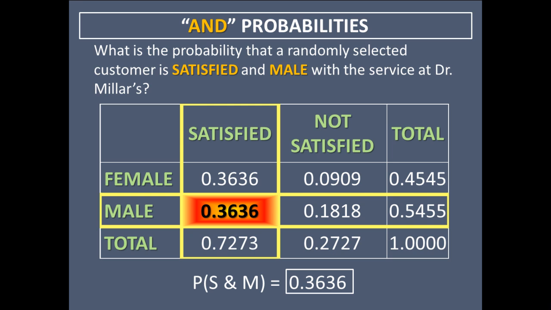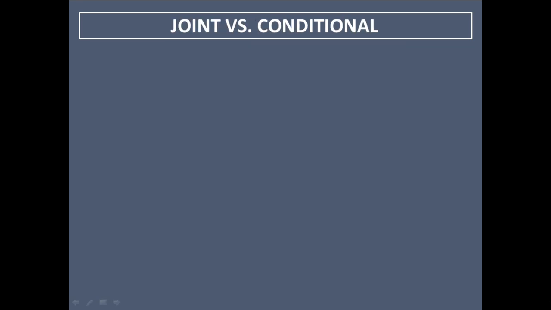If we were to, again, from this table, look at the probability of being satisfied and not satisfied, what we would see is there is no junction point between those two. The satisfied column in no way overlaps with the not satisfied column. And again, because there is no junction point there, the probability of two mutually exclusive events will always be 0.